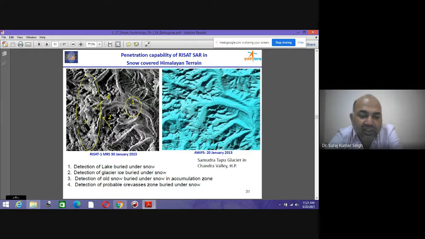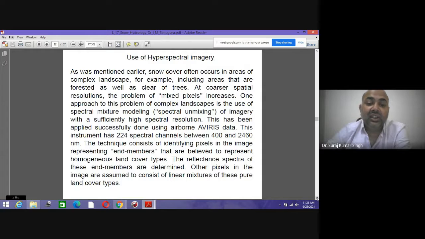So using this microwave remote sensing data, we can detect a lake buried under snow. There is a lake that lies below the snow. Then detection of glacier ice buried under snow, then detection of old snow buried under new snow in the accumulation zone, and finally detection of probable crevasse zones buried under snow. So such kinds of geomorphological features can be easily identified using microwave remote sensing.